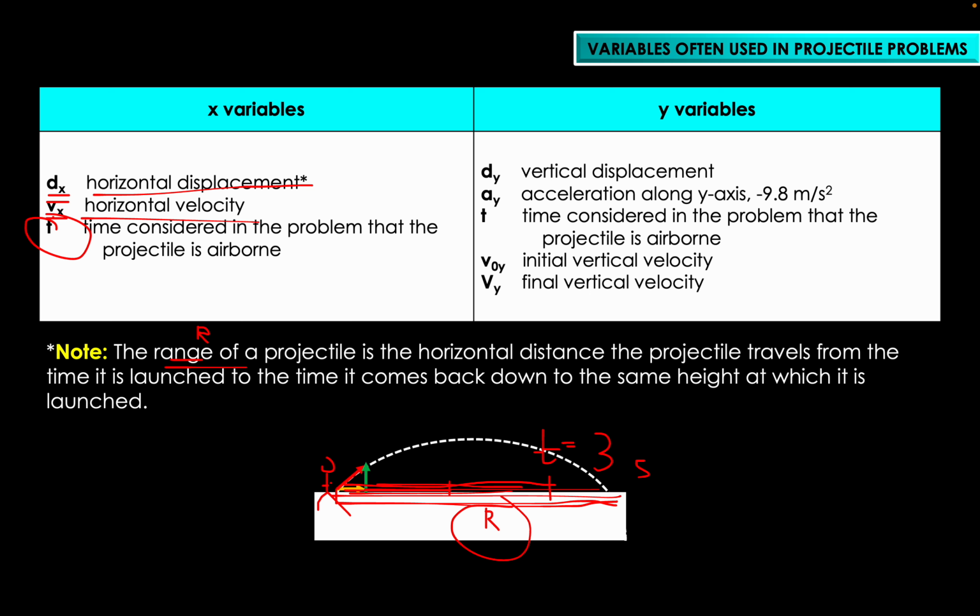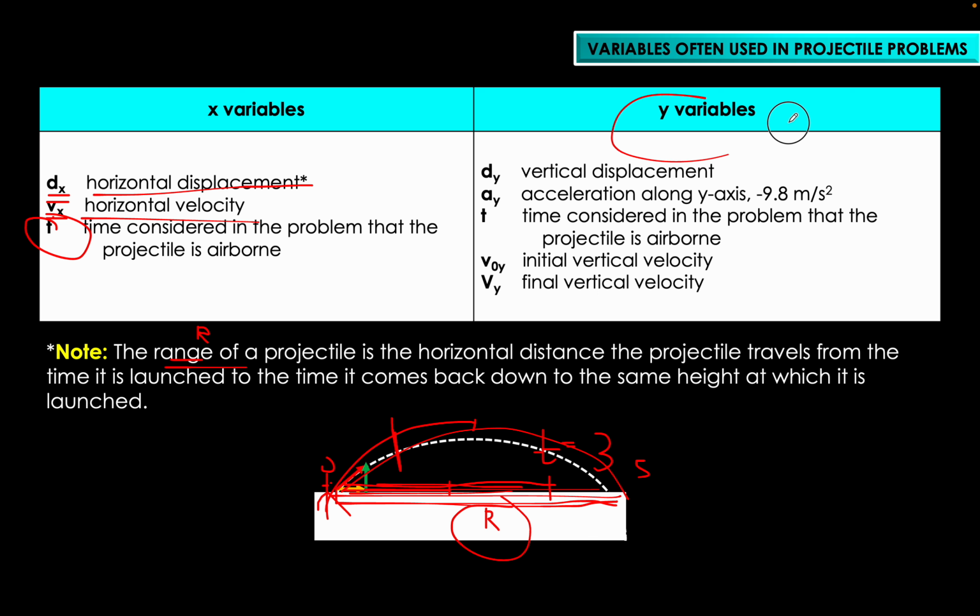And then time is the time considered in the problem that the projectile is airborne. It depends on the problem. It could be the total time traveled. It could be the total time to get to the maximum height. It could be the time taken to get from this point up to this specific point. So you have to analyze the problem and make sure that you know what time you are dealing with whenever you write down your givens in the problem. It's going to be clearer when we solve actual problems, don't worry.